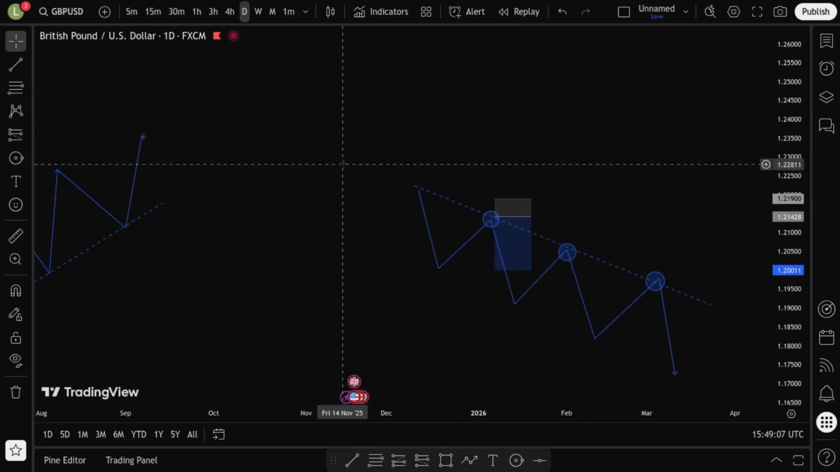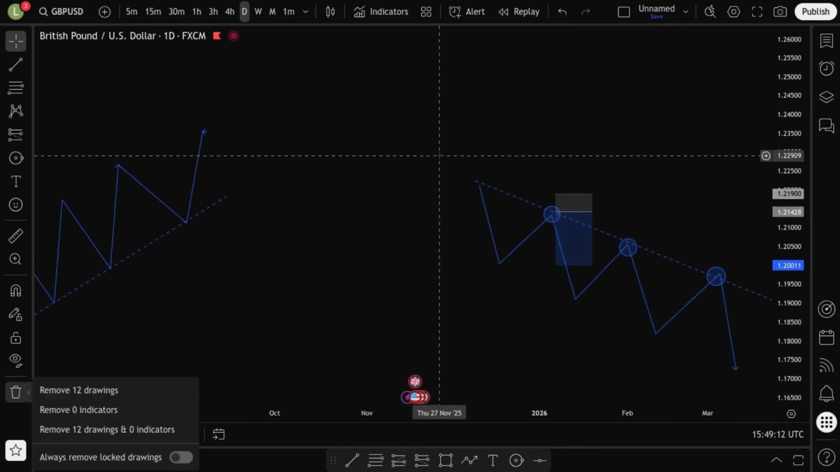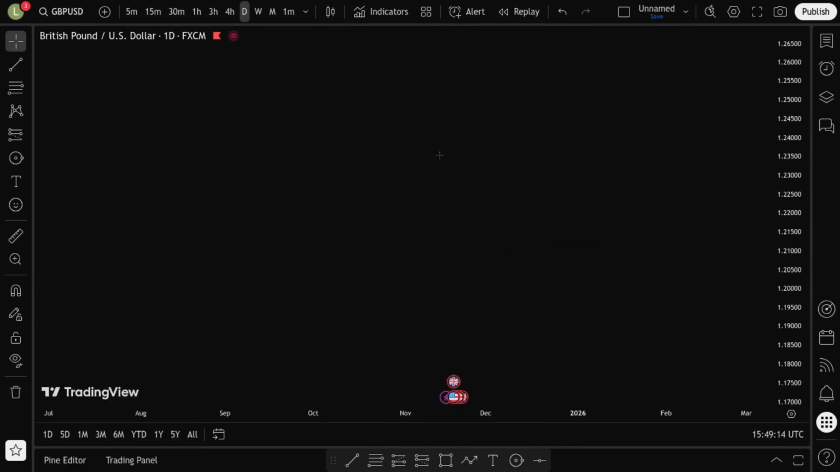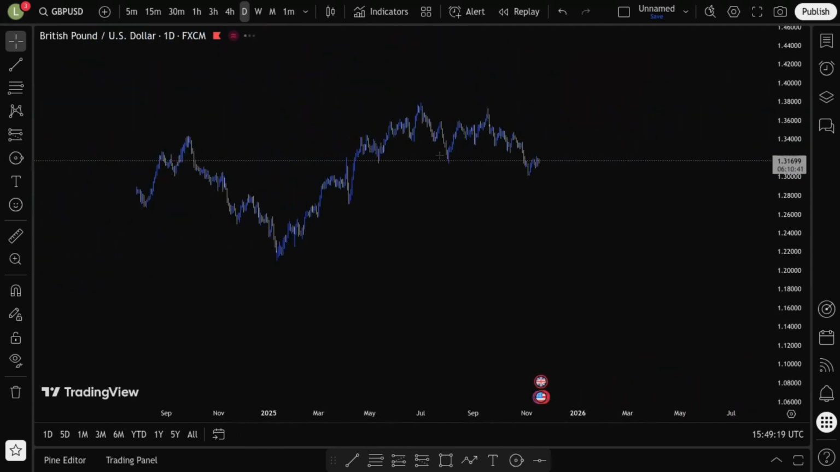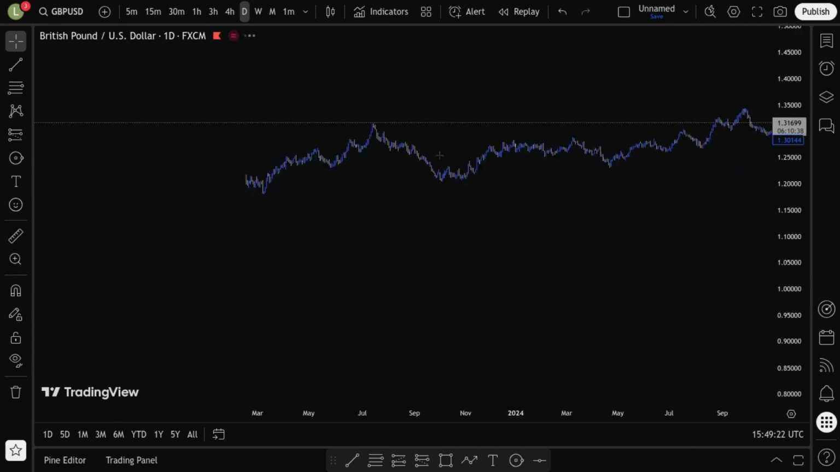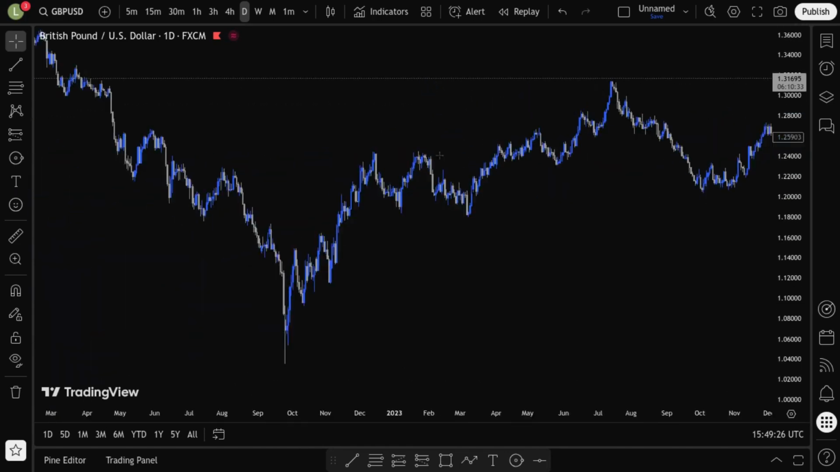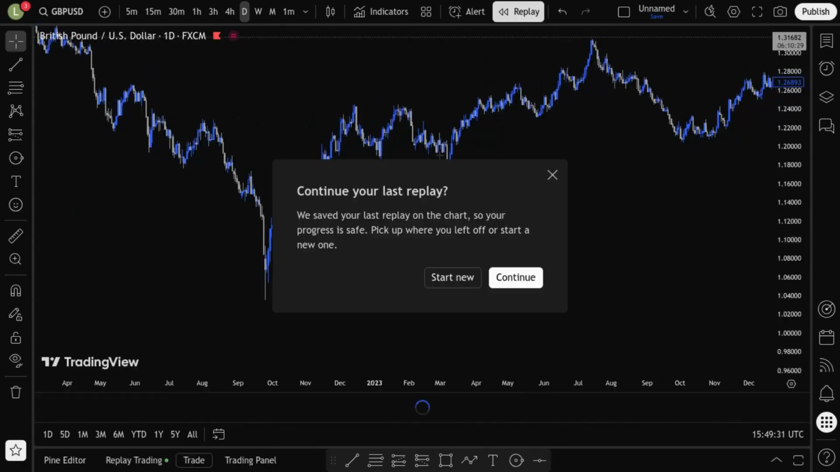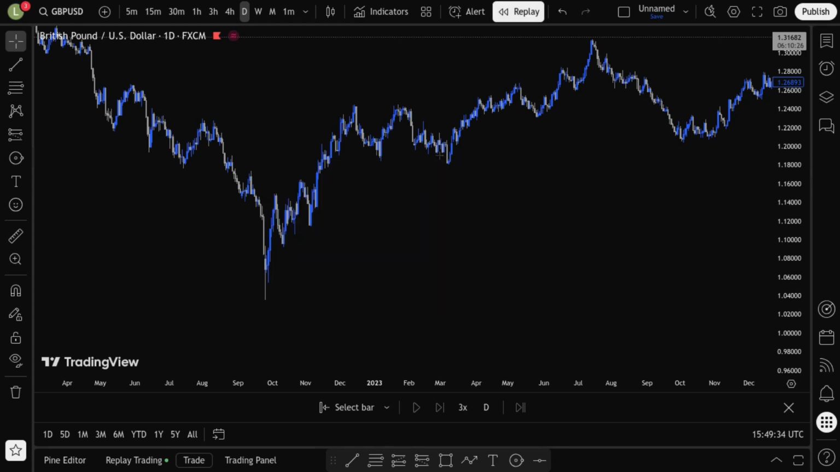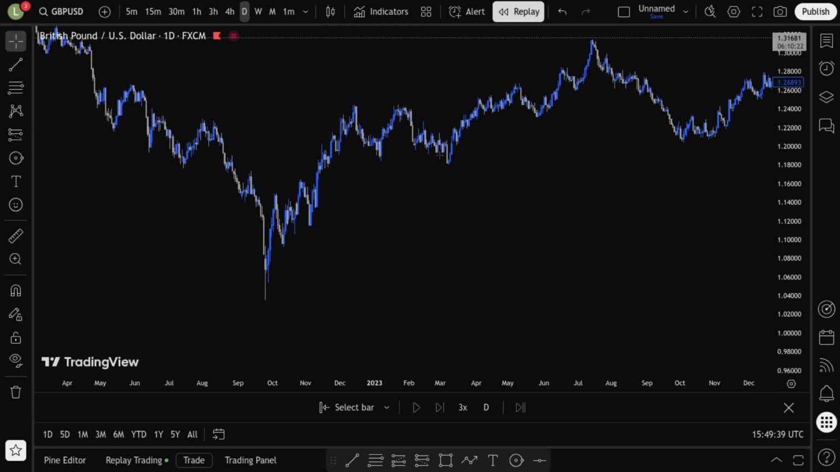Well, first let's practice that on real charts, because we are trading real money here. We want to see how it can work on a real chart. So I'm going to replay some certain level for you guys. First I'm going to replay from, let's say, this level. Alright, going to replay, start new one, from, say, this level.